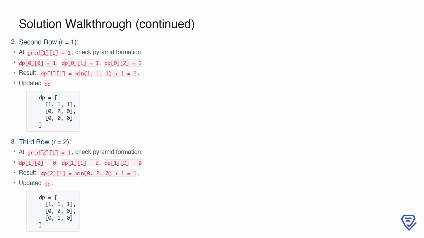In the third row, we analyze cell (2, 1). The three cells directly above it, dp[1][0], dp[1][1], and dp[1][2], have values of 0, 2, and 0, respectively. Taking the minimum of these values and adding 1, dp[2][1] is updated to 1, reflecting the formation of a smaller pyramid at this position.